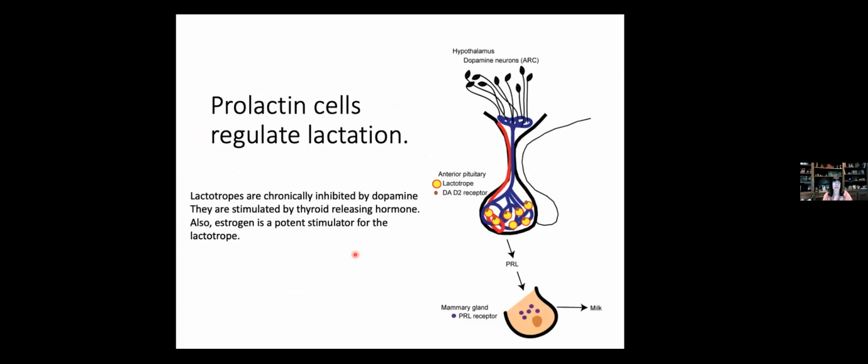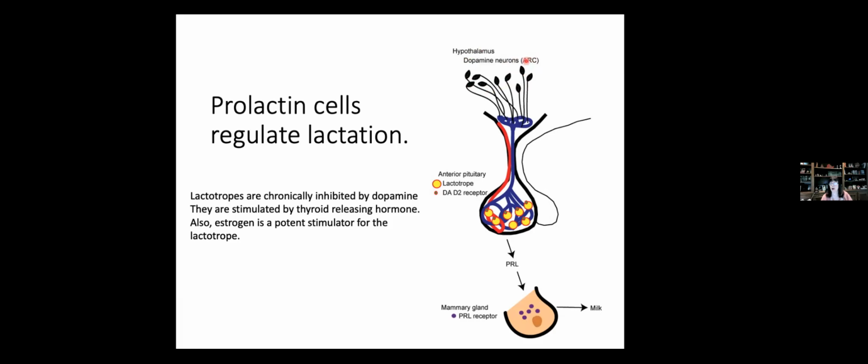Okay, so the last cells we're going to talk about are the prolactin cells. Now, the prolactin cells are really interesting because one of their major functions is that they regulate lactation. And the majority of the population don't need to be lactating. You only need to lactate after you've had a baby, and men don't need to lactate at all. And so the lactotropes are chronically inhibited, and they're inhibited by a group of neurons that produce dopamine.